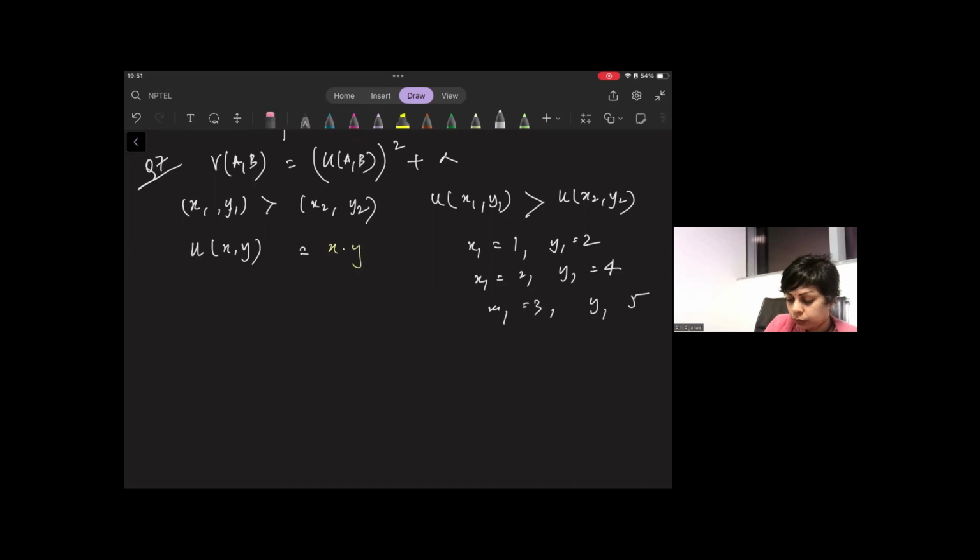What is going to happen? For all of these we are getting some values of utility. Suppose u1 is 1 into 2, which is 2; u2 is 2 into 4, which is 8; u3 is 3 into 5, which is 15. What you are getting is a gradation or an ordering of utility values for different consumption bundles of good 1 and good 2, and you can see that this is increasing.